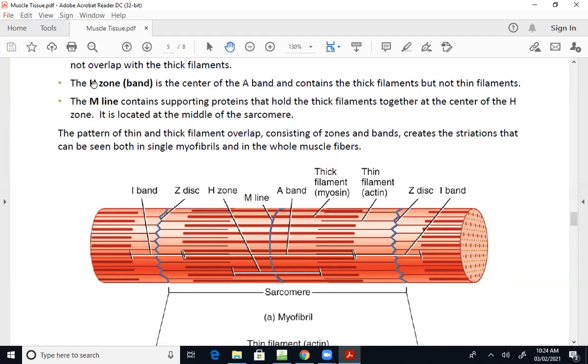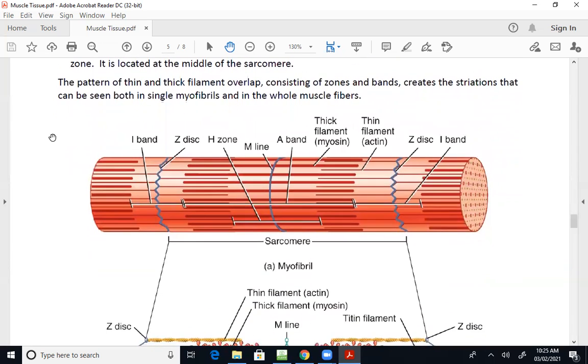Now, sometimes you'll see the H zone as what's called the H band. Here we have it listed as H zone, so that's what I would definitely want you to know it as. The pattern of the thick and thin filament overlap consisting of zones and bands creates those striations that can be seen in single myofibrils and in the whole muscle fibers.